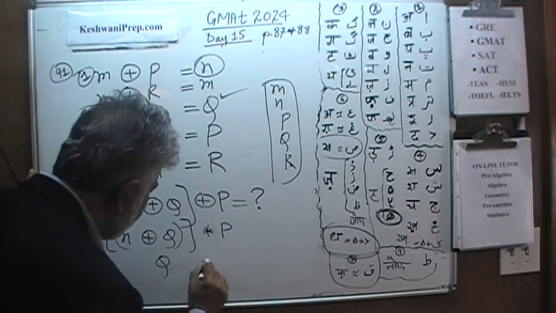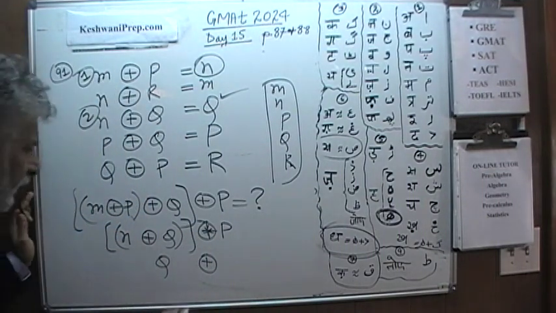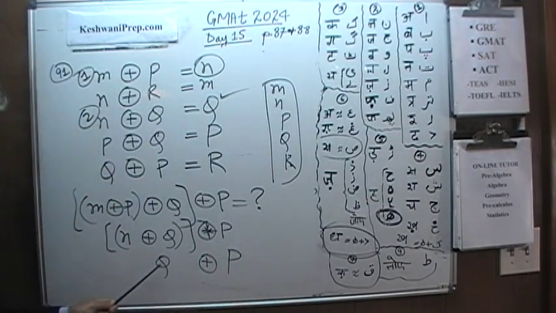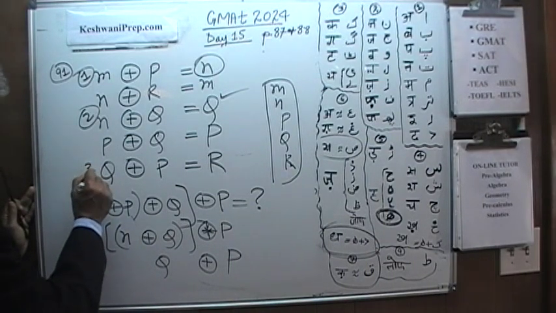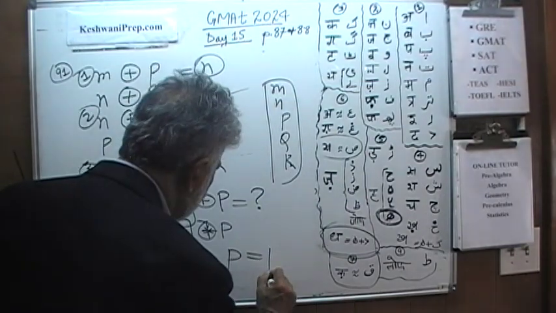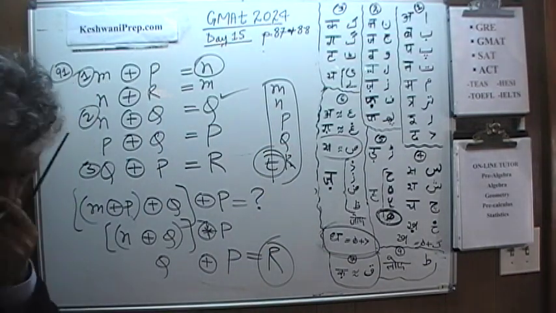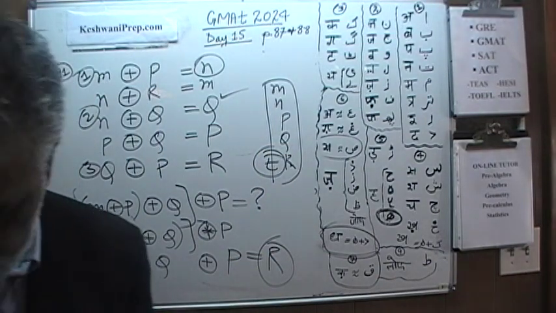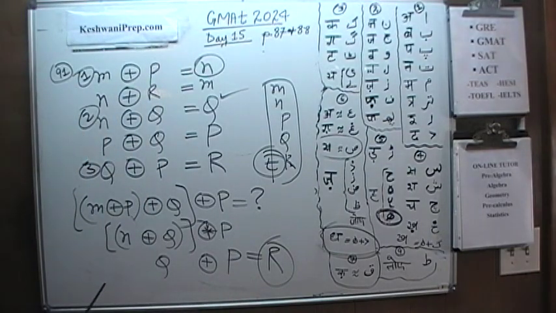And then operation P. Q operation P is right here. That's the third one. Q operation P results in R. There you go. Looks like the answer is E. It is E. The answer is E. Number 92. Number 92.